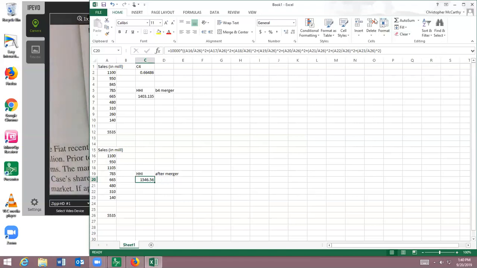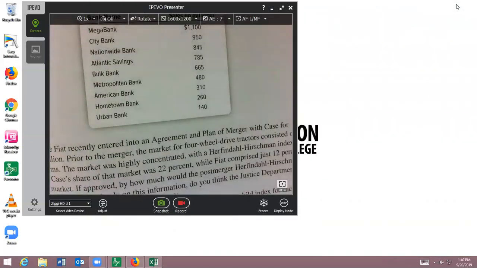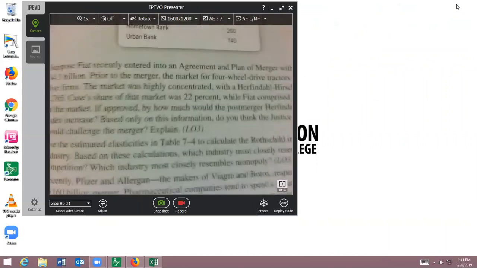Questions on that? Okay, sweet. Should be some fairly easy points on these. So let's take a look at 16. Just walk through it. So Fiat.